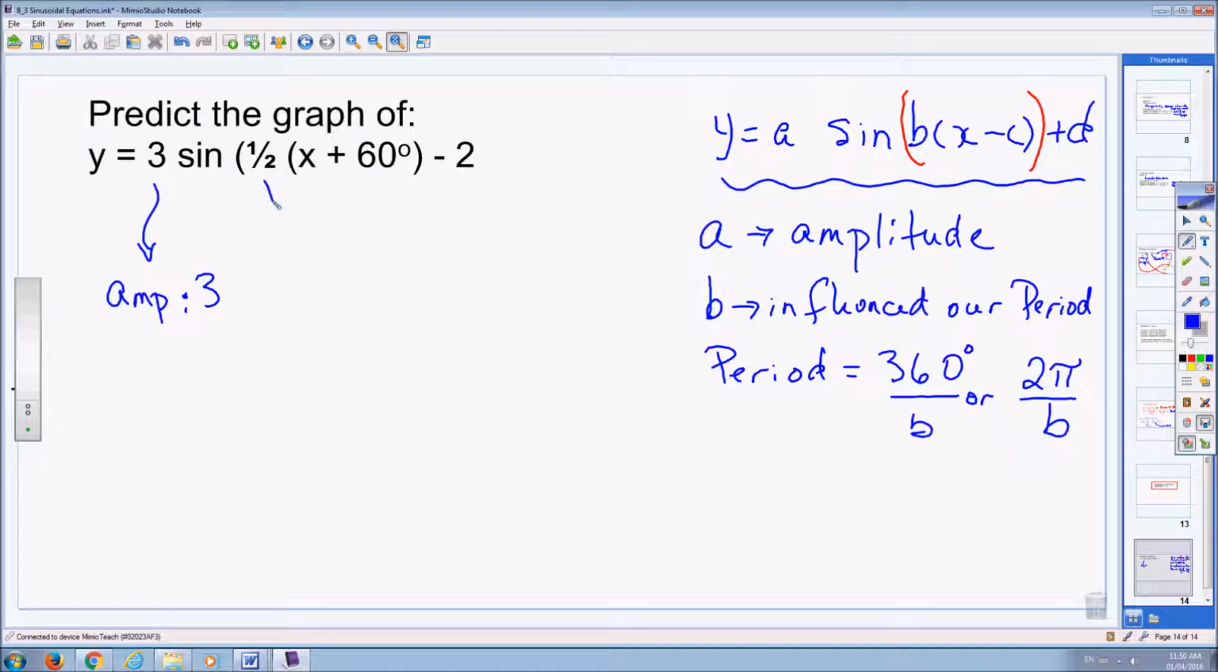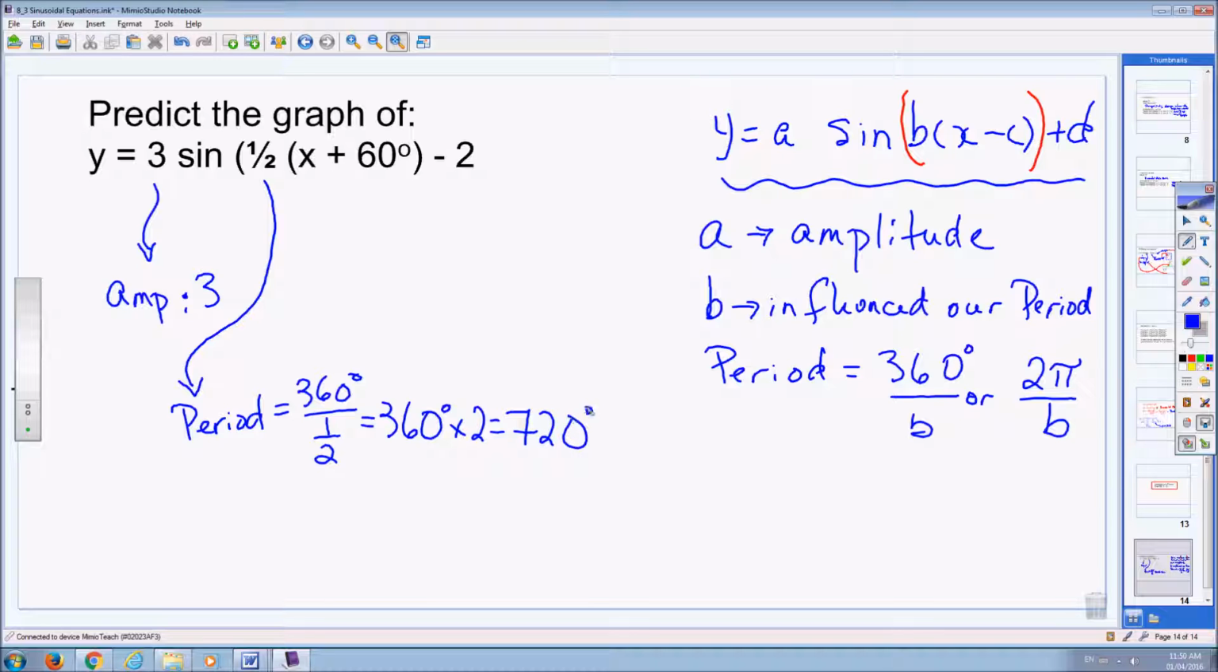So with that in mind, with b being 1/2, the period for this particular graph is going to be 360 divided by 1/2. And remember, when dividing by fractions, you invert and multiply. So our period is going to be 720 degrees.